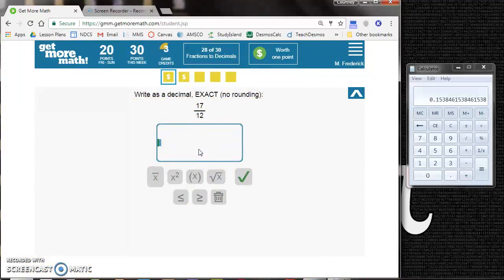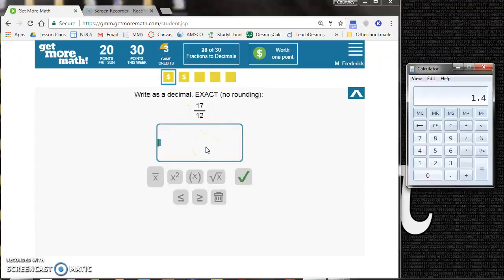Write as a decimal, which is exact with no rounding. So again here we'll just take our numerator, 17, divided by our denominator, which is 12. Notice we get 1.41666666, and then that 7 at the end. Really, this is 1.416 repeating, and your calculator has just rounded that last place to a 7. But Get More Math is asking us for an exact answer without rounding.